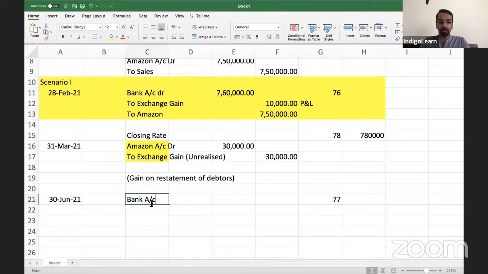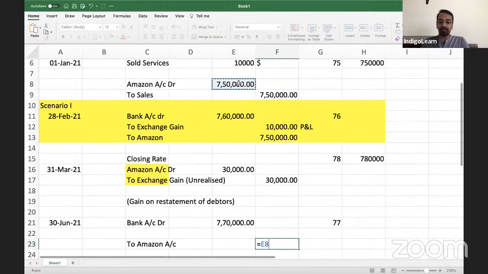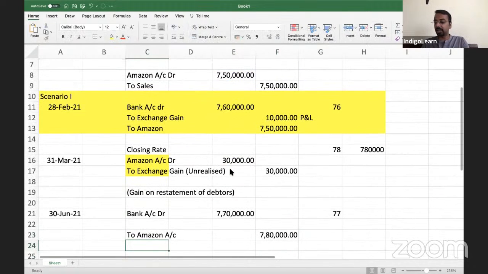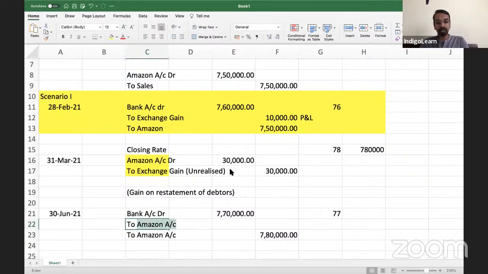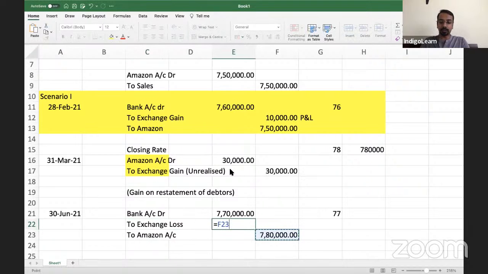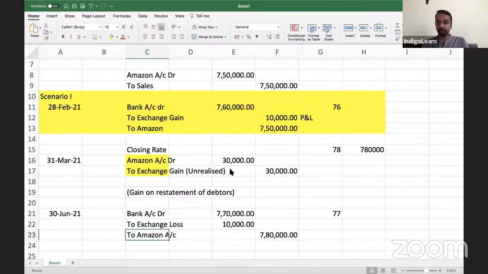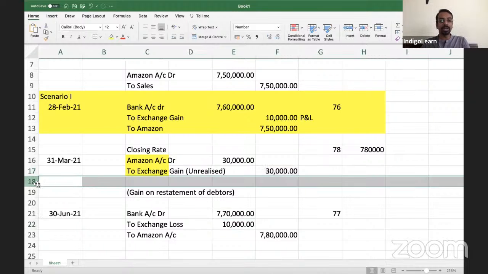Now the entry would be bank account debit. You would get 77 multiplied by 10,000, that is 7,70,000. To Amazon account. How much is the Amazon account standing at? Initially we had booked at 750. Now we added 30 to this, it became 780. And to exchange loss of 10,000. So net 30,000 of gain and 10,000 of loss. Net gain is 20,000, but 30,000 will be recognized in the financial year ending 31st March of 21. This is scenario 2.